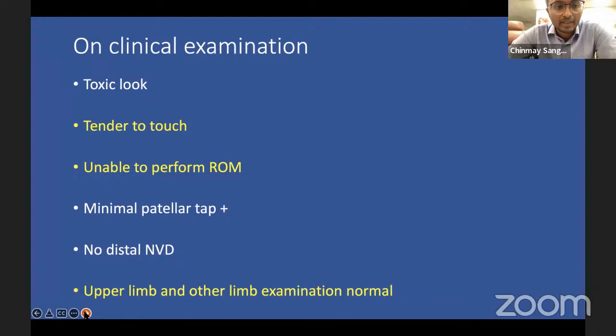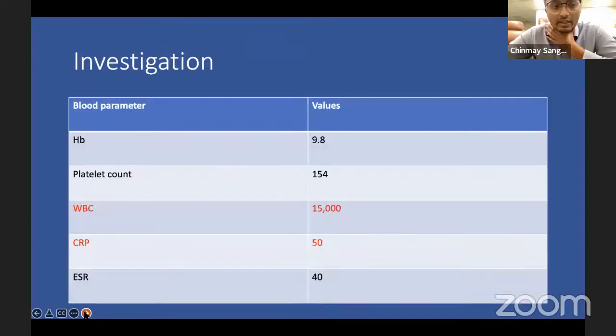The ankle is free. Minimal patellar tap is positive. No distal neurovascular deficit. Upper limb and other limb examination were normal. On investigation, her blood count is 9.8. Platelet was on the lower side, 154. WBC is 15,000. CRP is raised and ESR is 40.